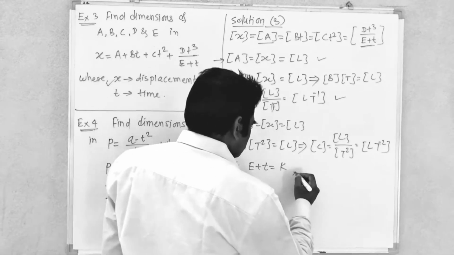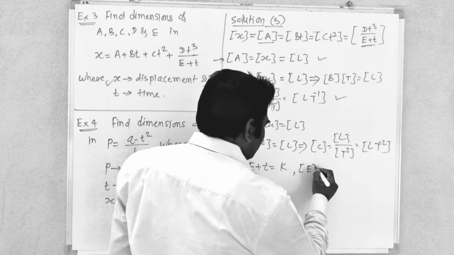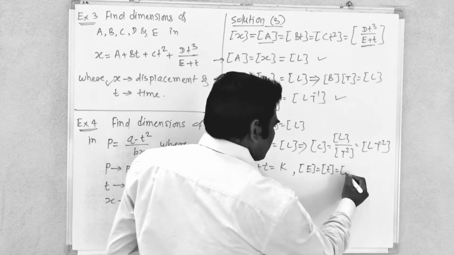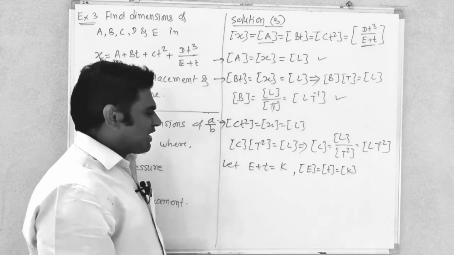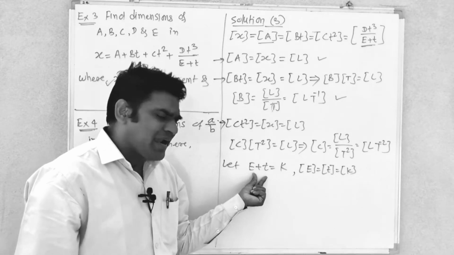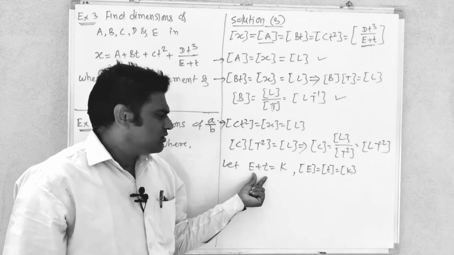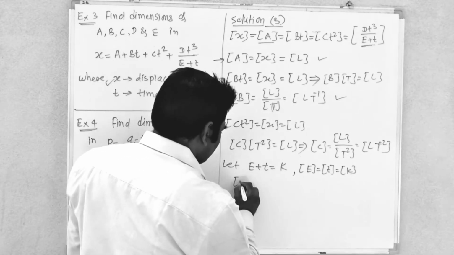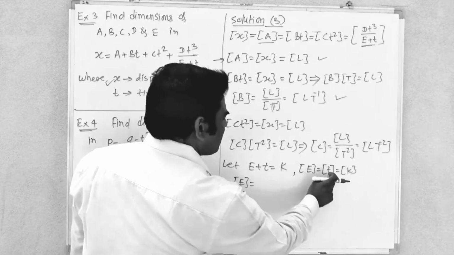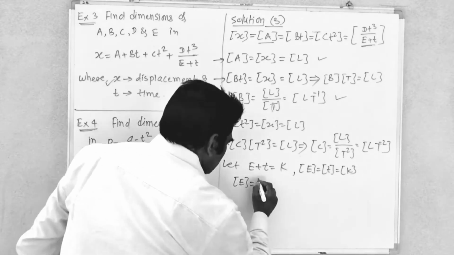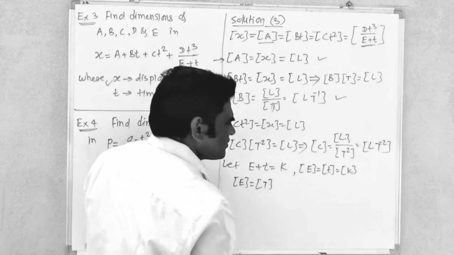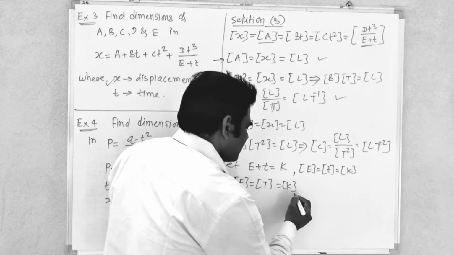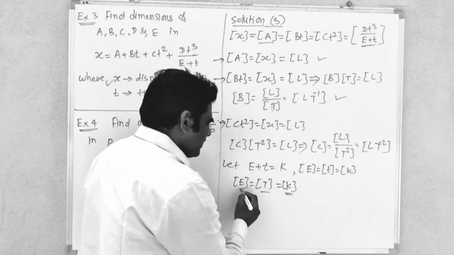Yes or no? So from this, dimension of E is equal to dimension of T, which is equal to dimension of K. If dimensions are equal, only then we can add, no? So that will give you this expression. So from this we can write dimension of E equal to dimension of T. T means time, so T, which is equal to dimension of K also. Dimension of K is T, dimension of E also T.